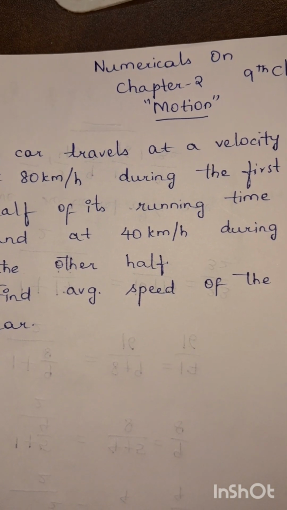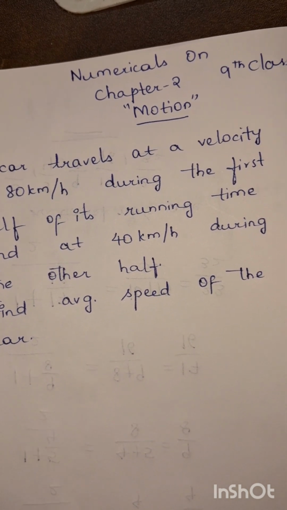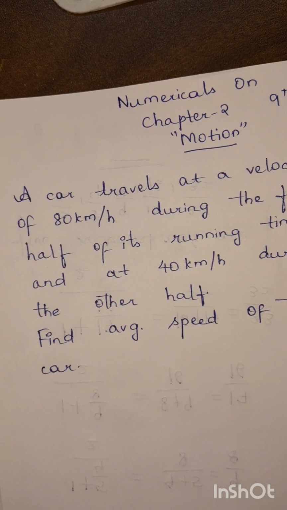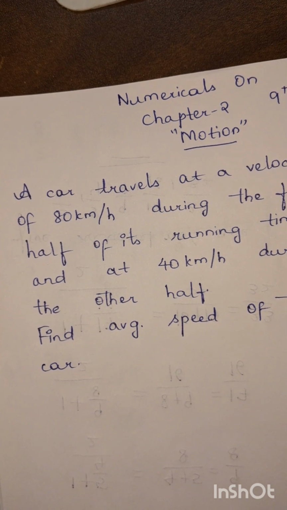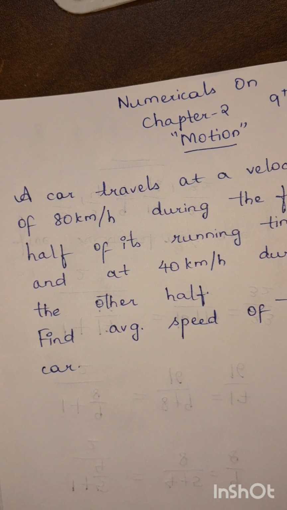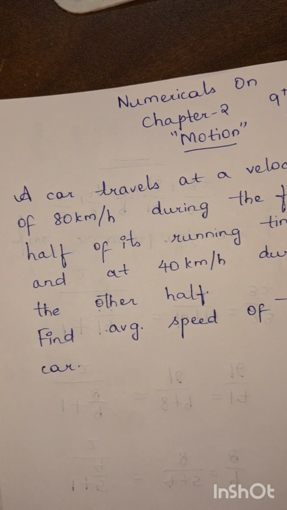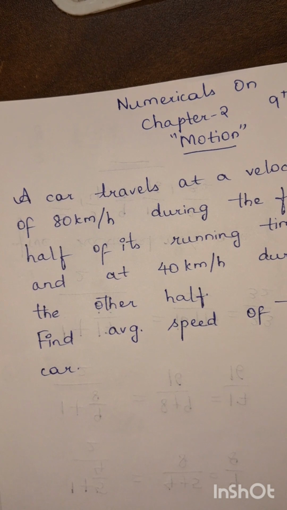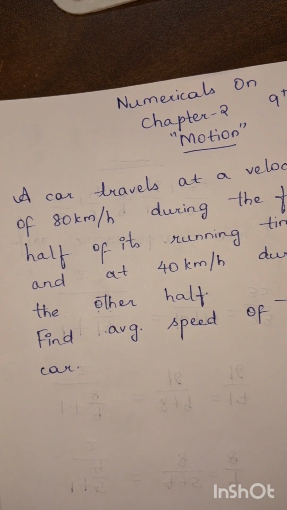Hello everyone, let us do some numericals on chapter 2, ninth class motion. So the first question is, a car travels at a velocity of 80 km per hour during the first half of its running time and at 40 km per hour during the other half. Find the average speed of the car. So the formula for average speed is total distance by time.